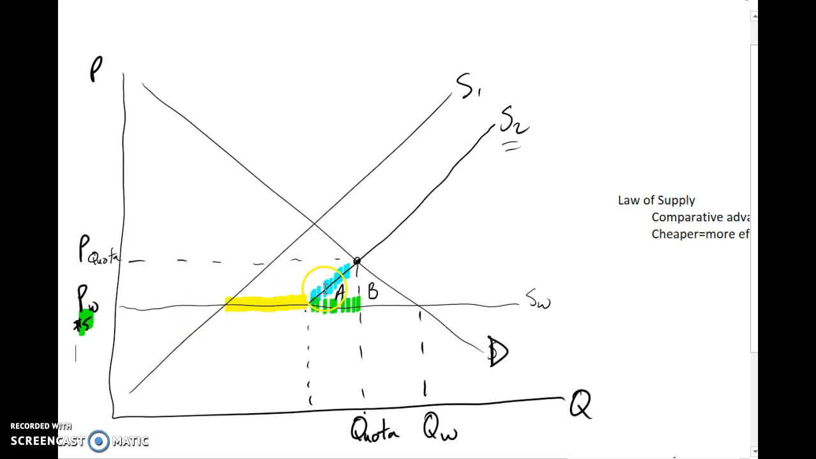So each of these blue little steps, you can think of it as kind of the cost of walking. If I start walking from Q3 to Q quota, then each of these steps only costs $5 on this supply curve. But to walk to the right costs me 5, then 6, then 7, then 8, then 9, then 10, then 11, then 12, etc., on the domestic supply curve S2.